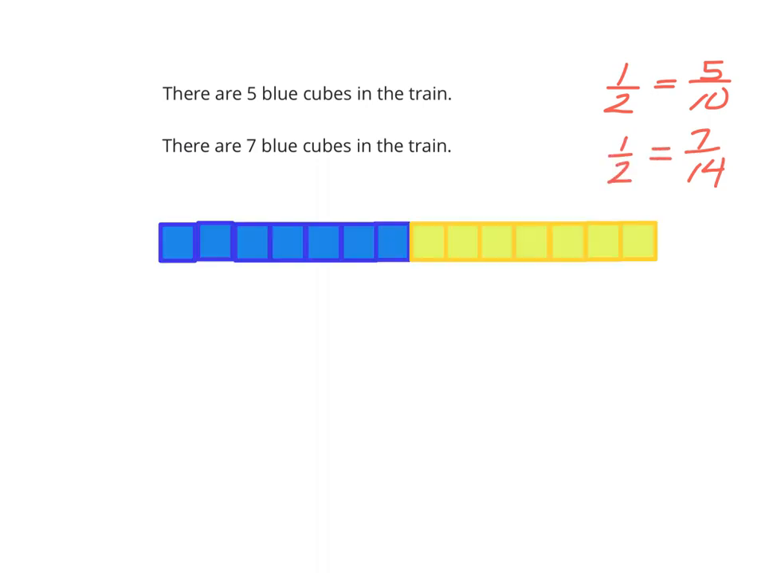And we would know this because it says that there are 7 blue cubes. So here's 7 blue cubes. And you know it has to be equal to 1/2, so we also need 7 yellows. So 7 out of the 14 is blue. So let's go ahead and look at our next riddle.